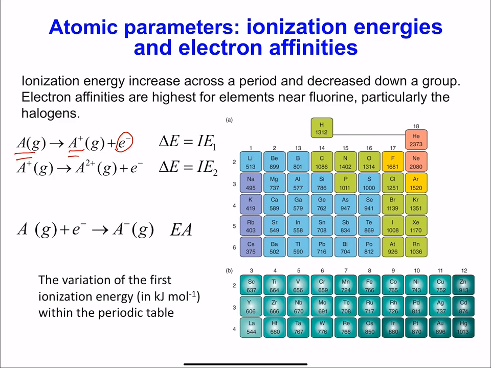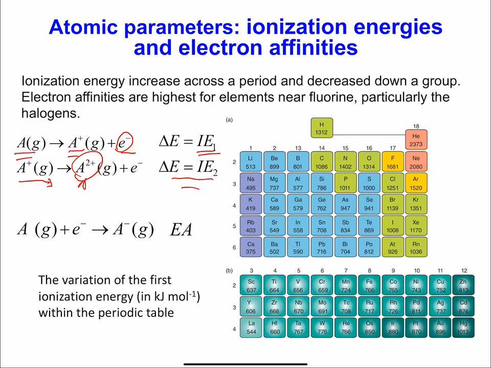If you just remove one electron, that's the first ionization energy. If you remove a second electron from A plus to give A2 plus, then we have the second ionization energy.